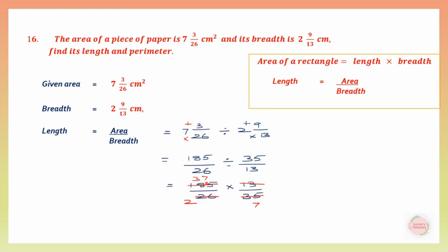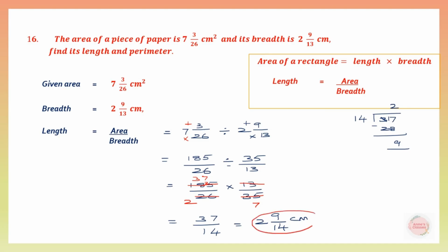Okay, so 37 into 1, so that will be 37. And in the denominator, 2 into 7 is 14. Now this is an improper fraction. Let's convert it to a mixed number. 37 divided by 14. 14 twos are 28, minus, 37 minus 28 is 9. So what do we have here? We have 2 9 by 14. We found the length and it's in centimeters. So what is our answer? The length is 2 9 by 14 centimeters.